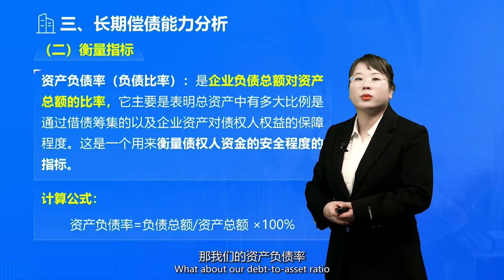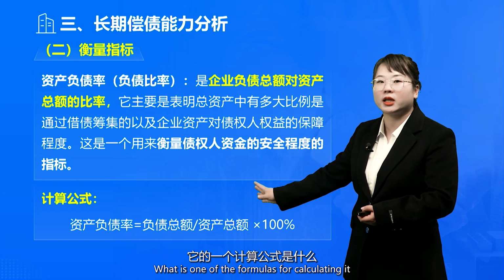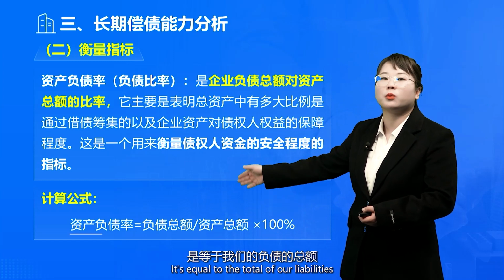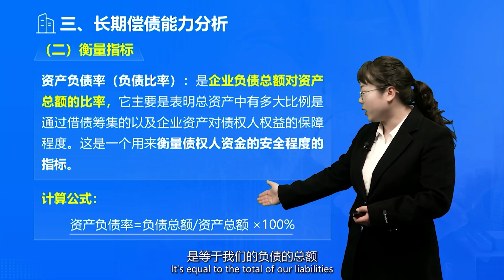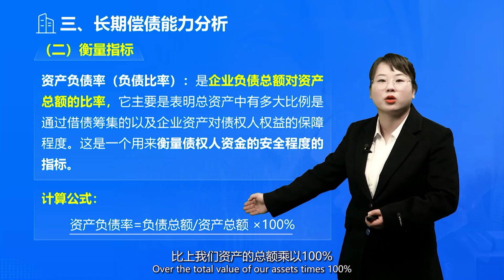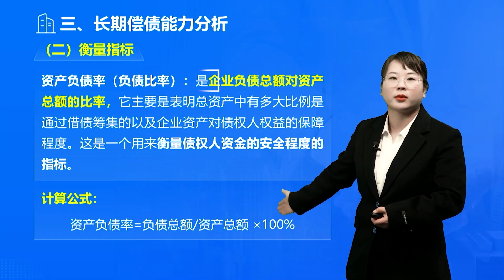What about our debt to asset ratio? What is the formula for calculating it? It's equal to our total liabilities over the total value of our assets, times 100%.